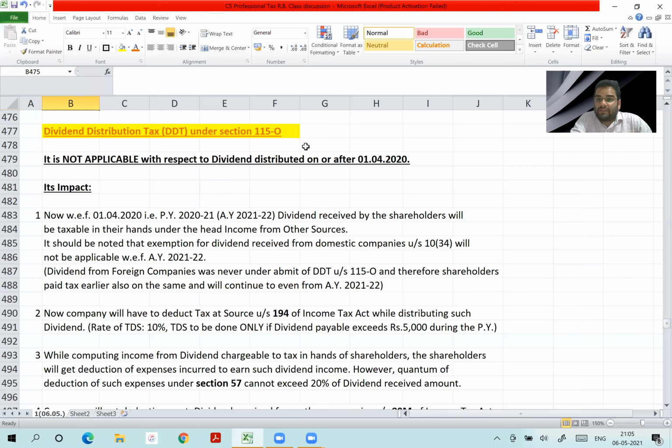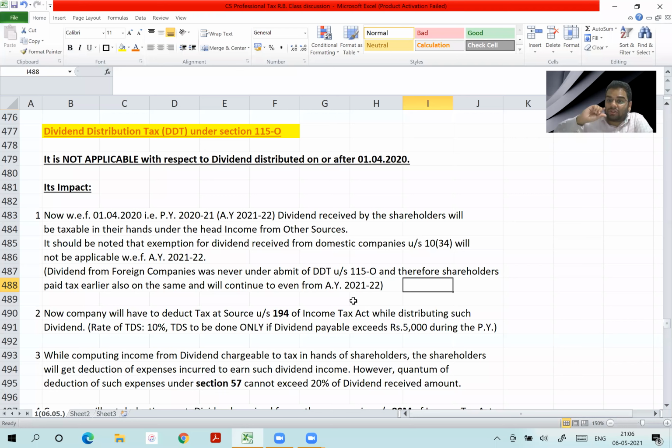earlier, who used to pay the tax on dividend distributed? The company used to pay the tax. So it used to be exempt in the hands of shareholders. Getting the point? Now what will happen when the company is not paying? When the company is not liable to pay DDT now, it will be taxable in the hands of shareholders. Exactly. So this is the biggest impact.